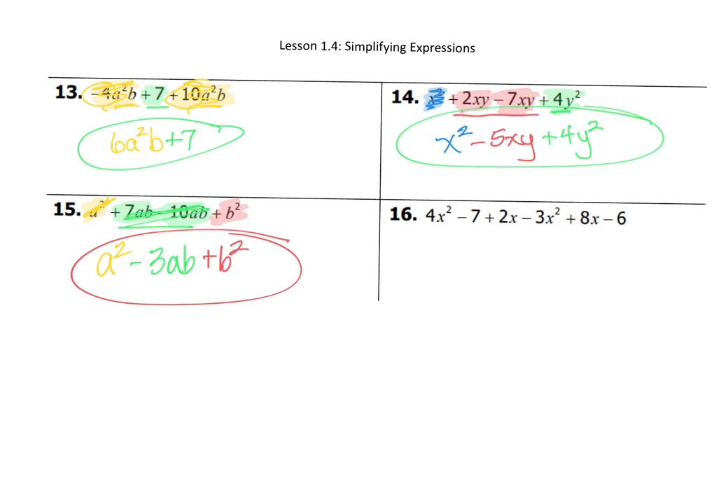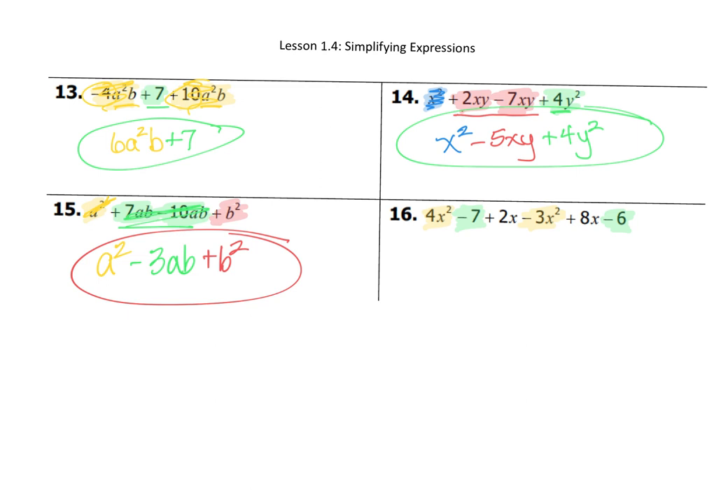This is our last example. I have 4x squared minus 7 plus 2x minus 3x squared plus 8x minus 6. So starting left to right, if I have 4x squared, it could go with another x squared term, which would be negative 3x squared. Negative 7 is a constant, just a regular number. I have one other constant, negative 6.